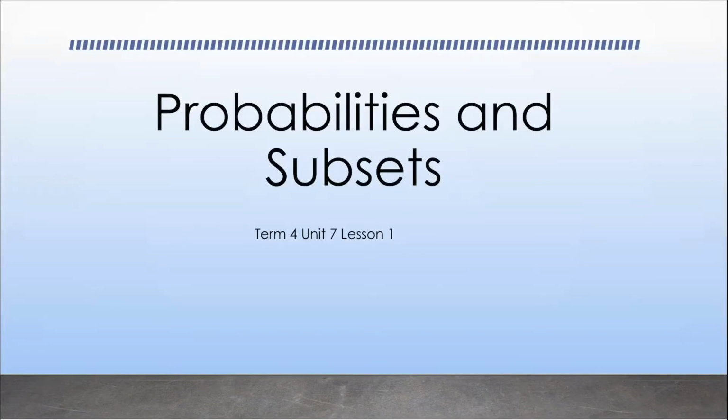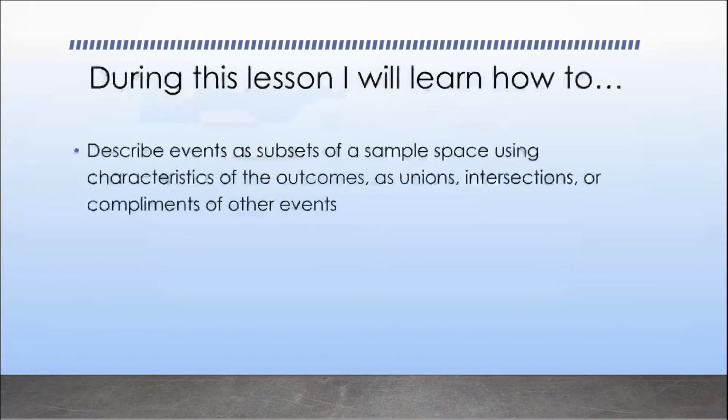Today we're going to be talking about probabilities and subsets. Let's get started. During this lesson, you're going to learn how to describe events as subsets of a sample space using characteristics of the outcomes as unions, intersections, or complements of the other events.